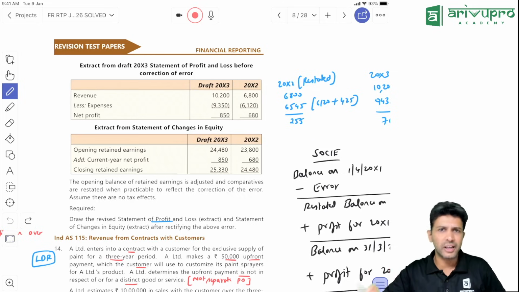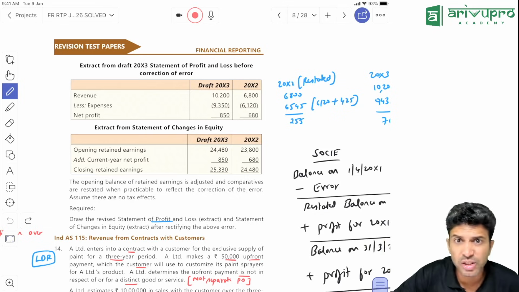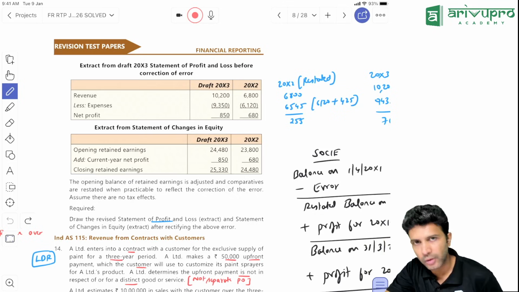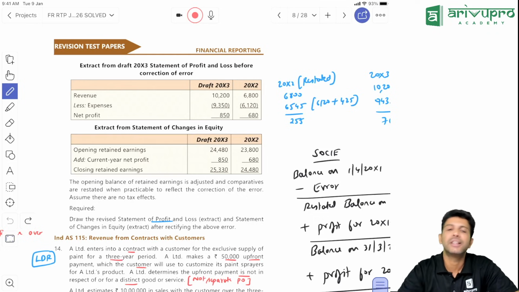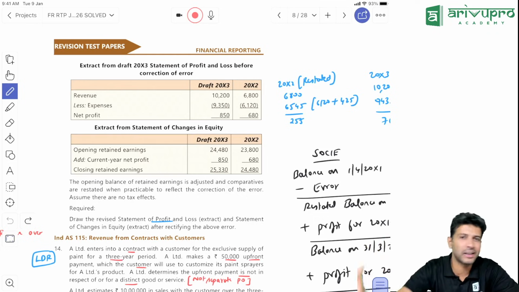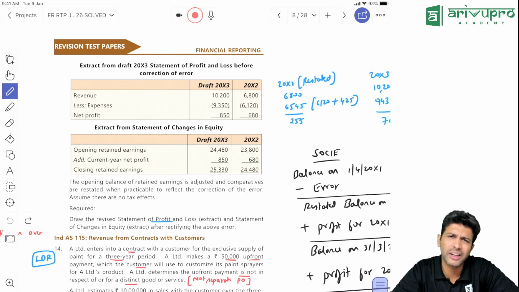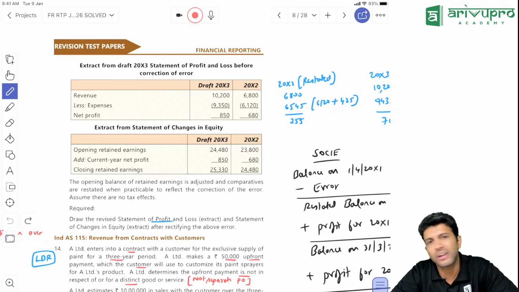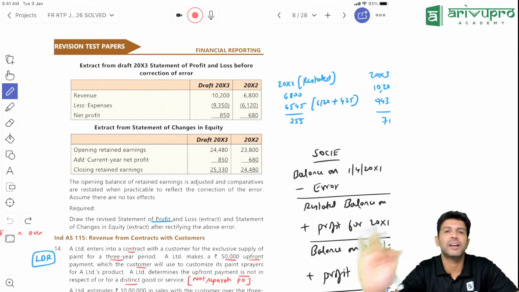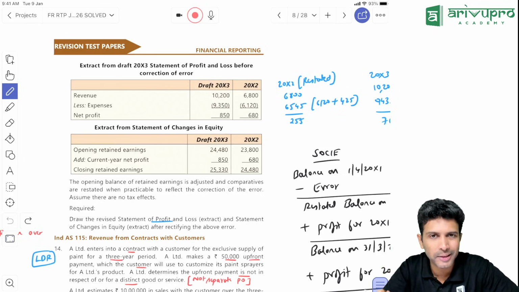If the error is related to P&L items, we adjust it through retained earnings, if you remember. Okay, if error goes beyond the previous year, we have to prepare third balance sheet. If the error relates to assets or liabilities, then we will not use retained earnings, we will adjust it in the asset or liability only, right? But if the error relates to an expenditure or an income, that we'll adjust through retained earnings. There's an expense related error.